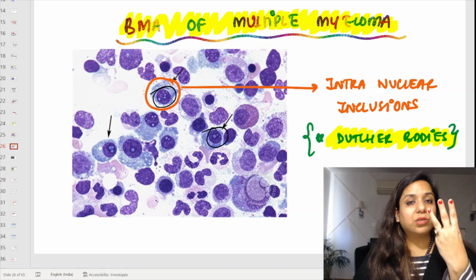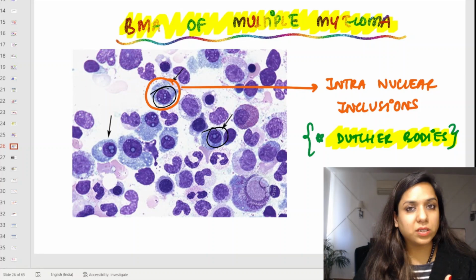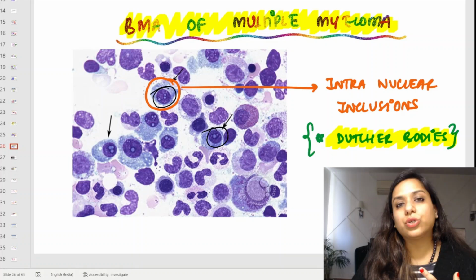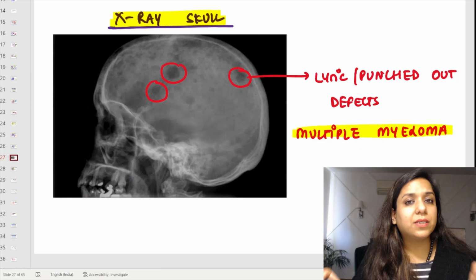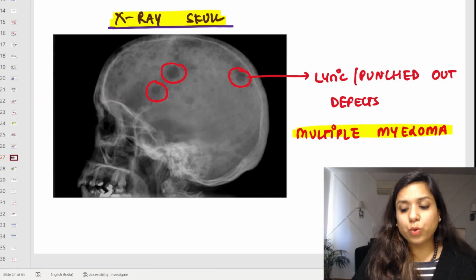So on bone marrow aspirate, three important things in multiple myeloma. One is a Mott cell or a morular cell, that is, a grape-like cluster in the cytoplasm. An intracytoplasmic inclusion called a Russell body, and an intranuclear inclusion called a Dutcher body, right? And lastly, students, sometimes this image can also be given in multiple myeloma, the X-ray of the skull, which shows lytic or punched out defects. So when they give lytic or punched out defects in the skull or the bones, you have to think about one DD also, that is multiple myeloma, right?